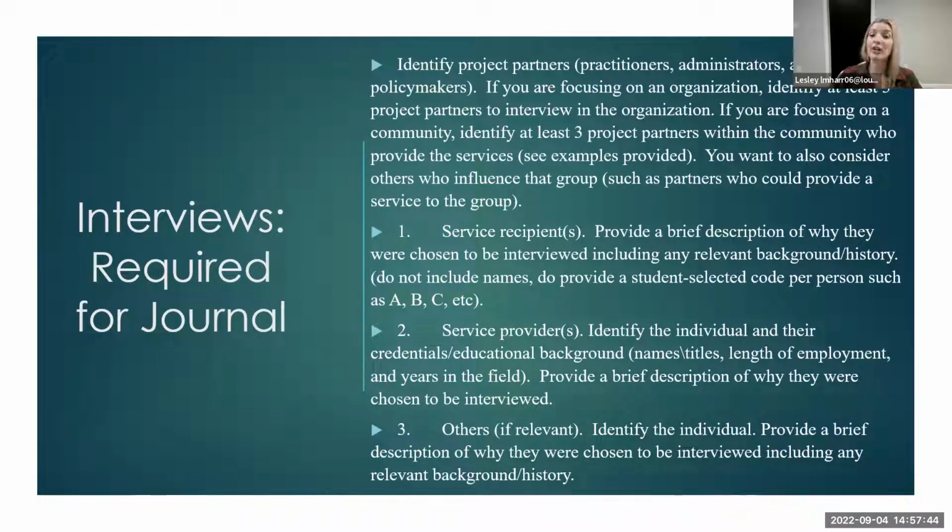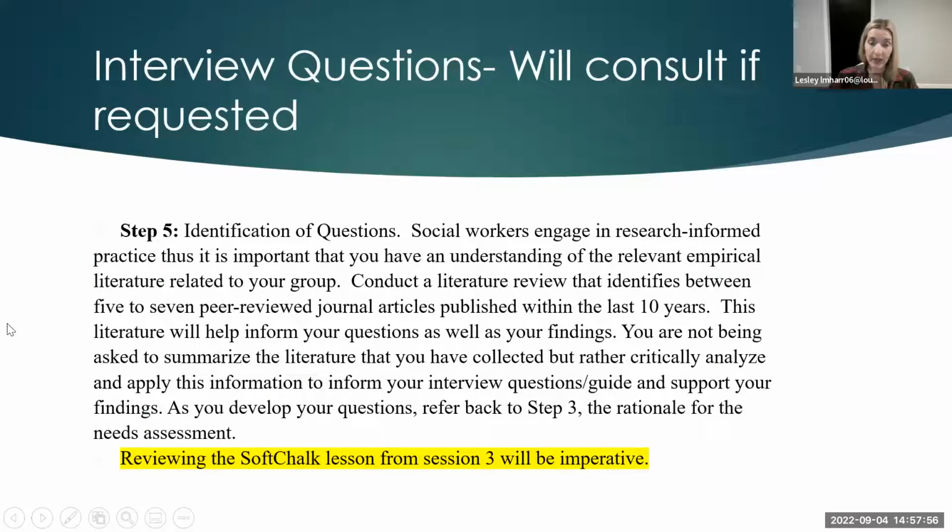But make sure you provide a rationale as to why you are including each one of your participants that you will interview. So again, just to recap, 3 participants need to be interviewed. So the next step, which is pretty big as well. We have to identify the first 3 people we're going to interview, and we are only required to interview 3 people. We then have to develop interview guide questions.